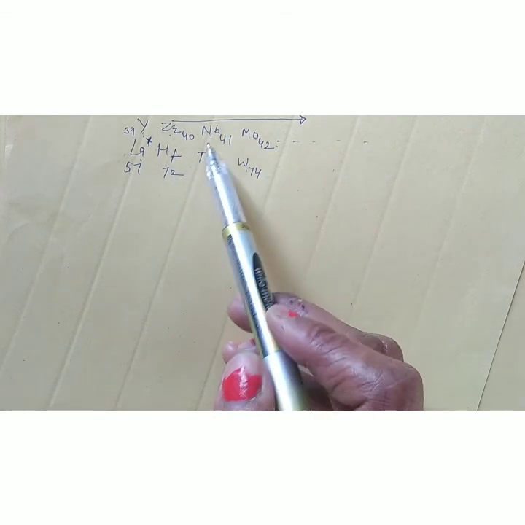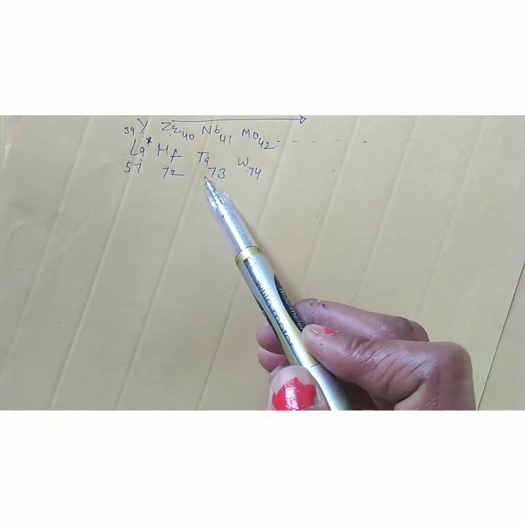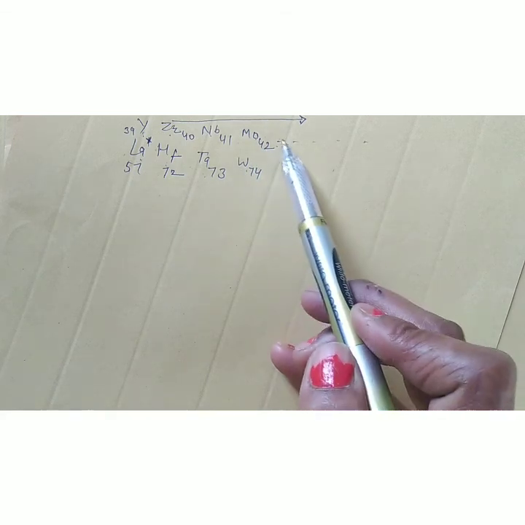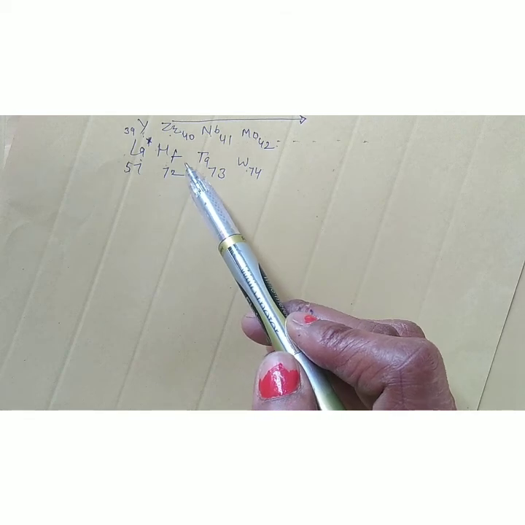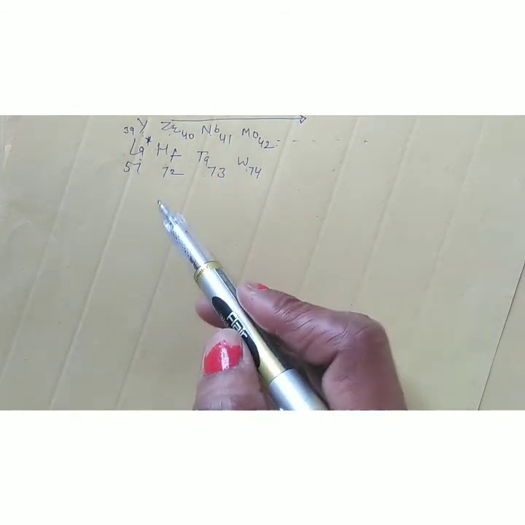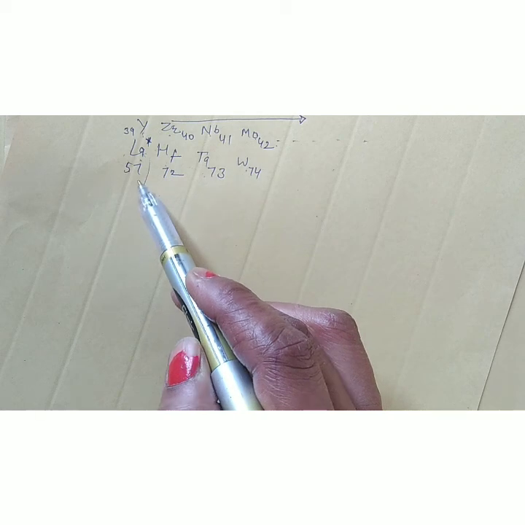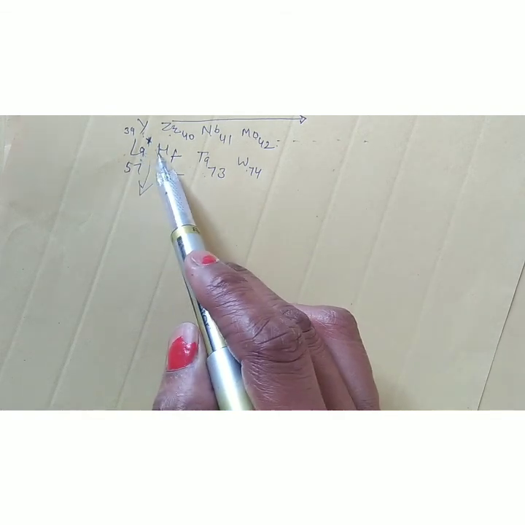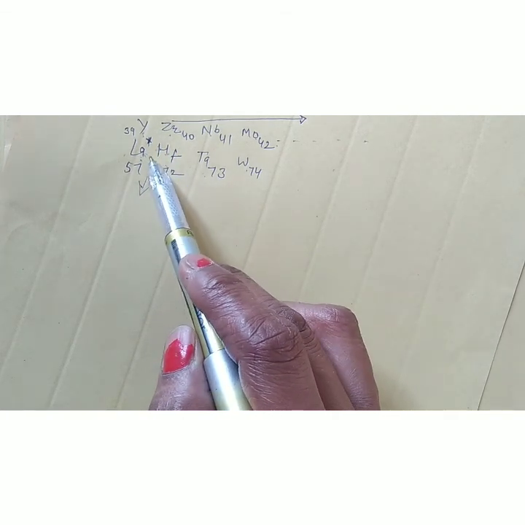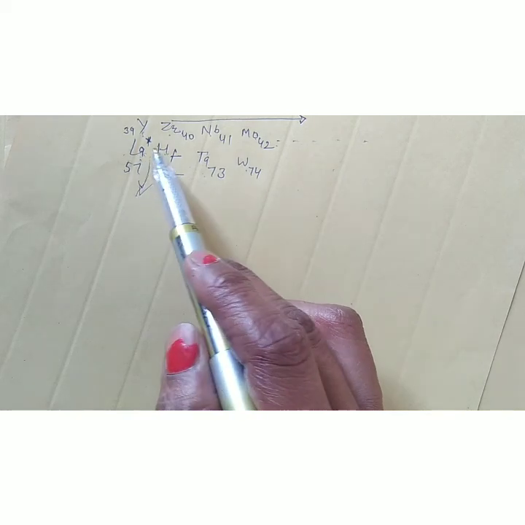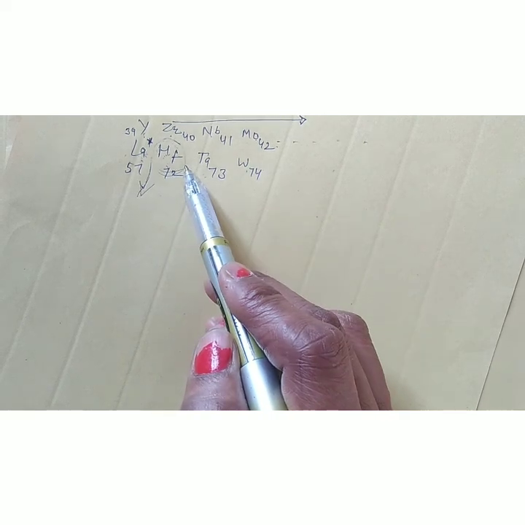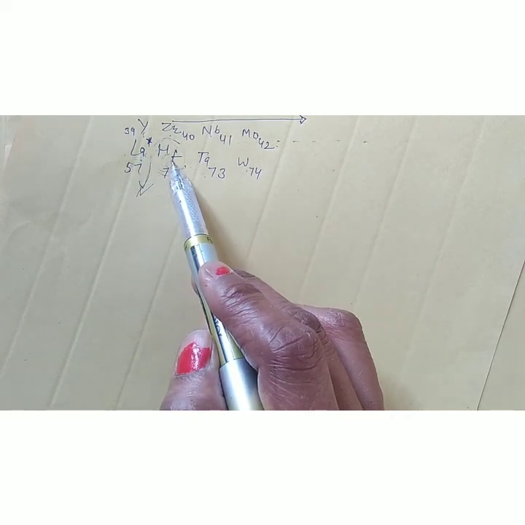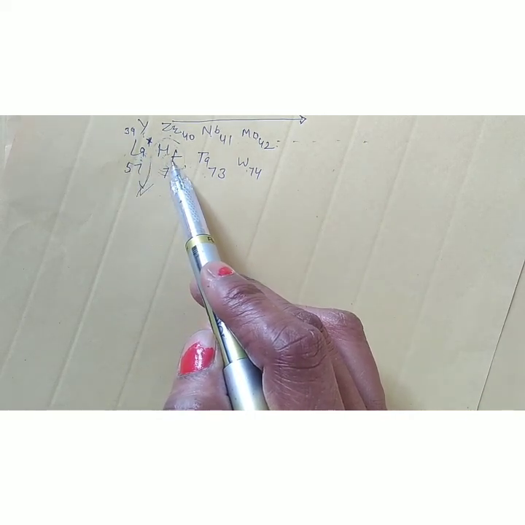See, from niobium to tantalum, 32. From molybdenum to tungsten, 32. So this change of atomic number is 32. Why? Because of the lanthanoids, because 14 elements of lanthanoids are between lanthanum and hafnium. Due to lanthanoid contraction, the Z effective becomes much higher in Hf. There is only one change of electron, but for Z effective there is a change of 15.